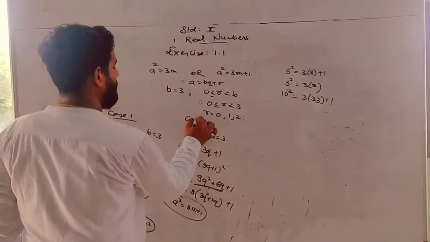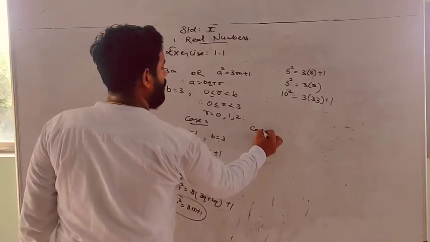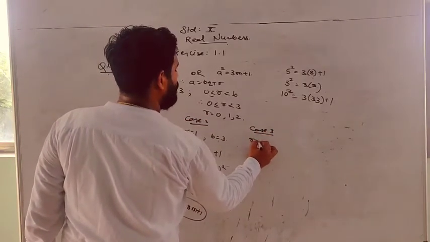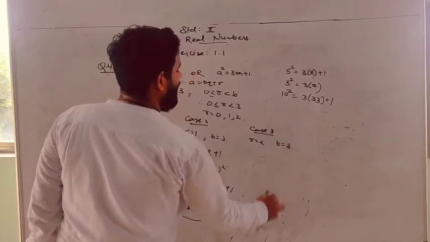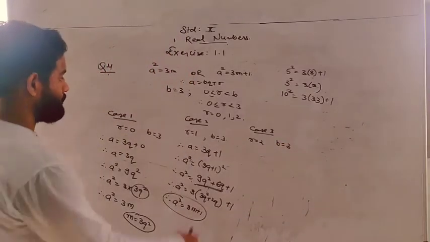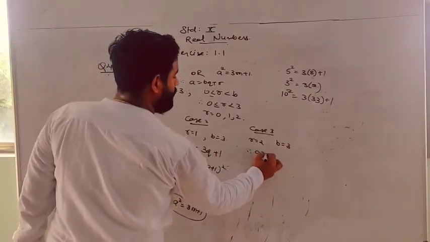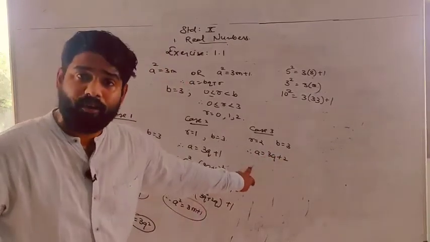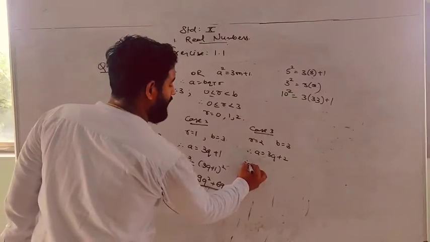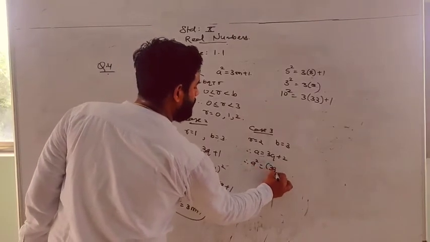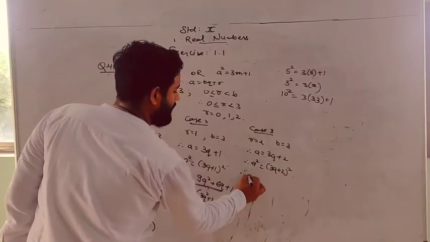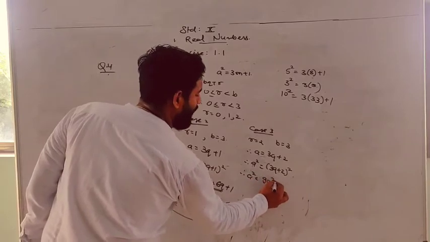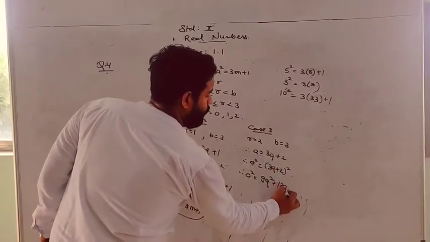Let us take one more example. Case number 3. What does it include? r equals 2 and b equals 3. Let's put it down: a is equal to 3q plus 2. Again, this is the number. I want the square of the number, so do the squaring on both the sides. a square equal to 3q plus 2 whole square. So a square equal to 9q square plus 12q plus 4.